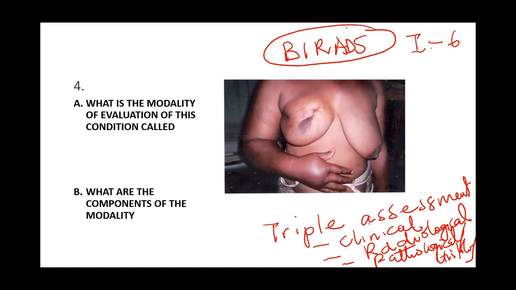Now, the third modality is histological or pathological, where you do either FNAC initially or histology. So you must do triple assessment in evaluating any breast lesion. What are the components of this modality? That is what we mentioned. So you should know all the risk factors for breast cancer.